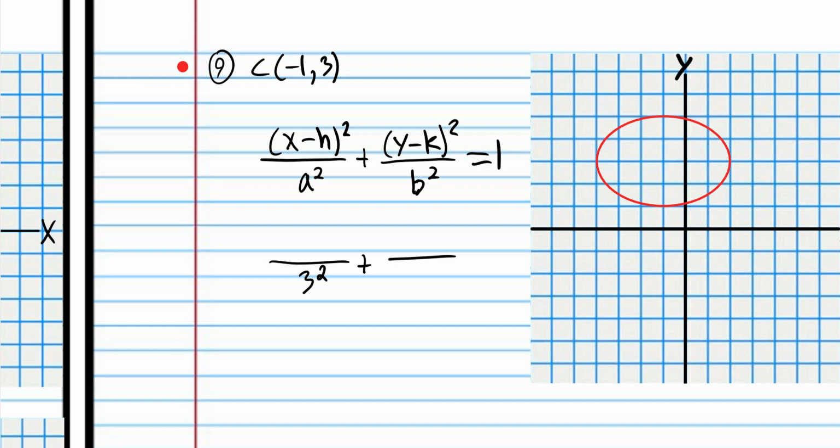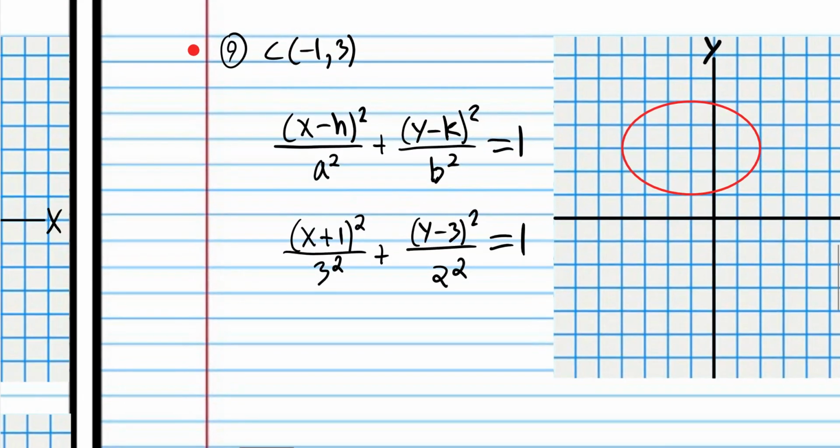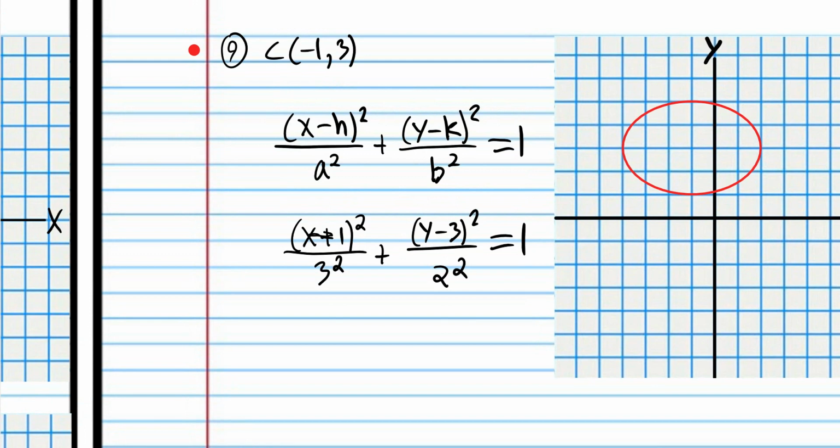So those are the special names that we give those axes. So the length of the minor axis is 4, divided by 2, and we have 2. It's half the length. The center is negative 1, 3, so that's going to be positive 1. And y minus 3. Remember, the signs change. And maybe I should go ahead and write that double negative just so you can see how this works. X minus negative 1.